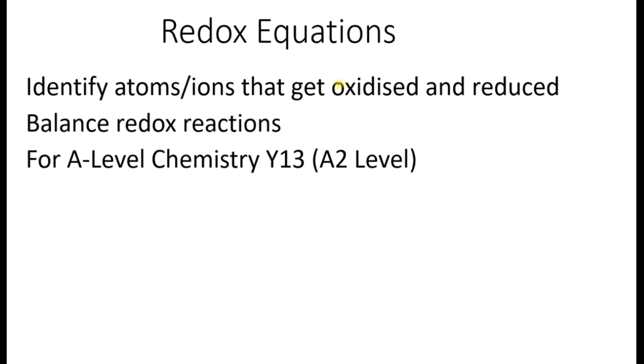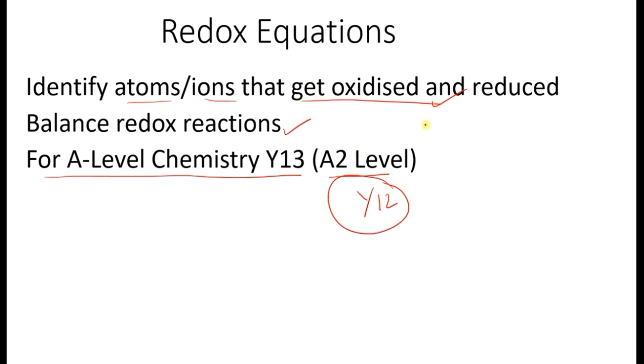By going through this recorded video, you will be able to identify atoms and ions that get oxidized and reduced, and balance redox reactions, suitable for A-level chemistry year 13 learners, A2 level. Some parts are also suitable for year 12 learners. The initial part, where we look at what gets oxidized and reduced, is suitable for year 12 learners as well.